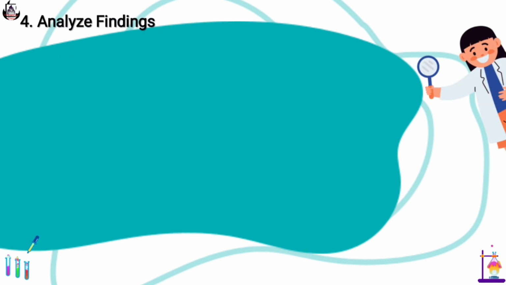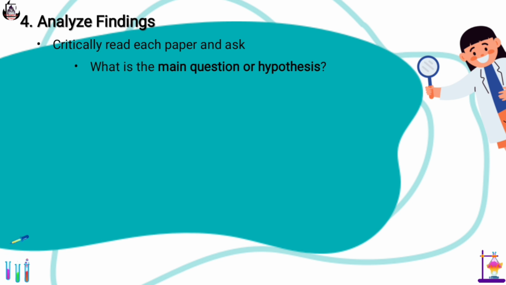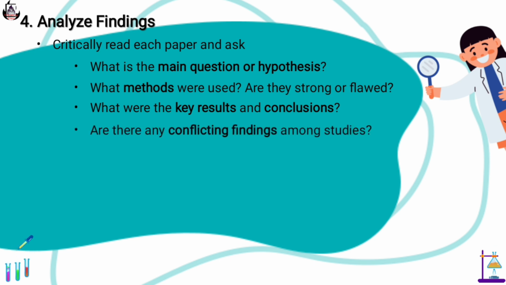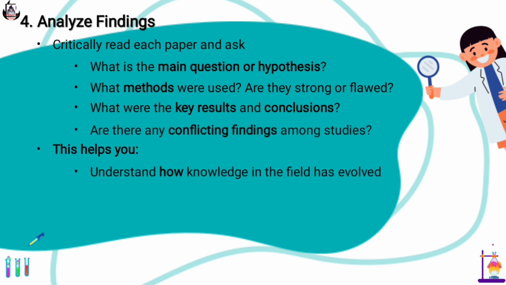Analyze your findings. Critically read each paper and ask: main question or hypothesis, methods, key results and conclusions, conflicting findings. This will help you understand how knowledge in the field has evolved, patterns, contradictions, and gaps.